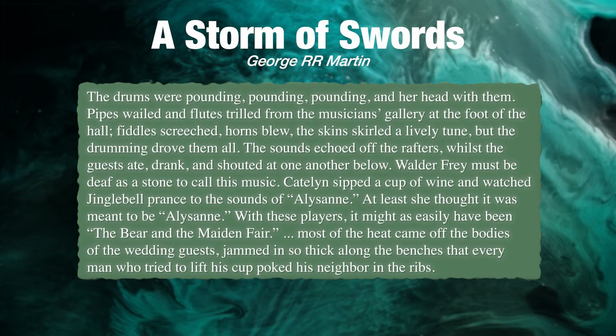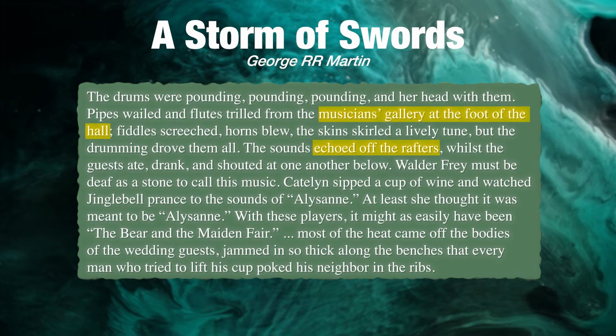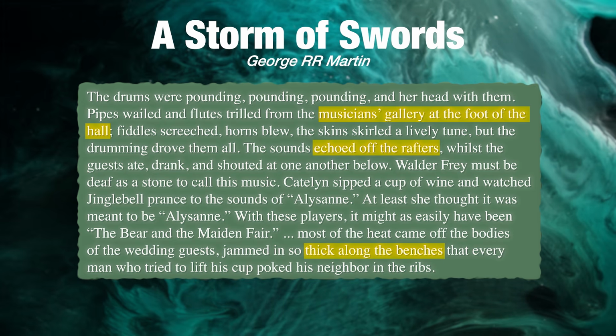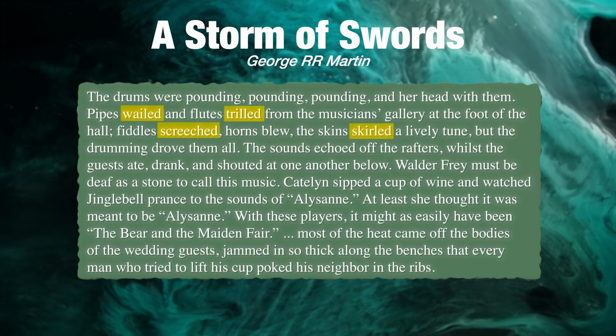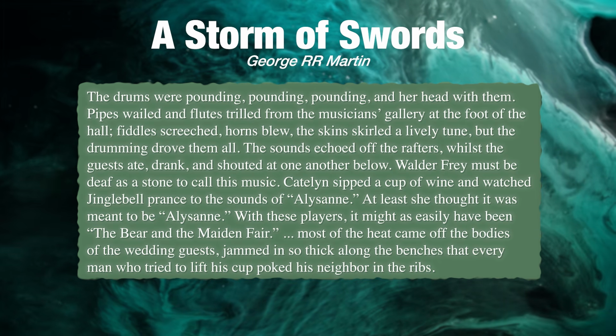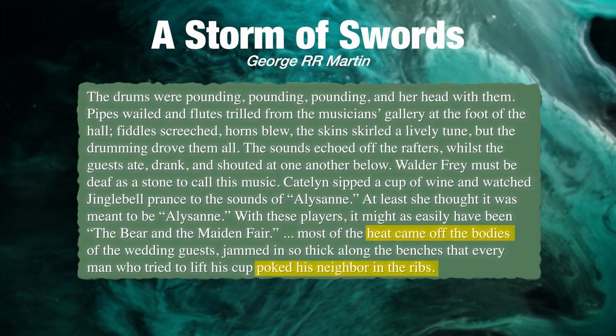He describes the setting, the musicians' gallery, the rafters, a place to dance, the crammed benches, but he's not only doing that. Look at the language being used here. Wailing, trilling, screeching, skirling. These are the sounds of people dying. The last line about the heat of the bodies jabbing people in the ribs, all of this could be applied to a battle scene, to a massacre.